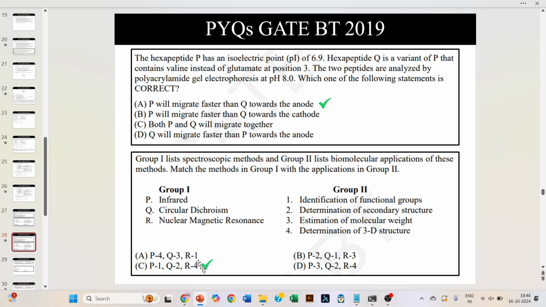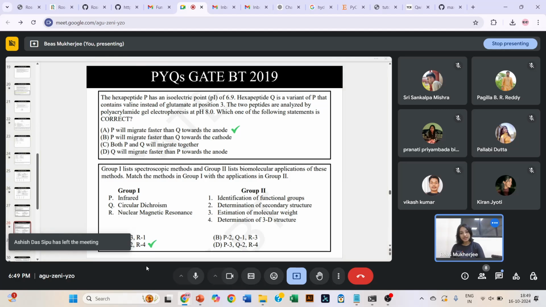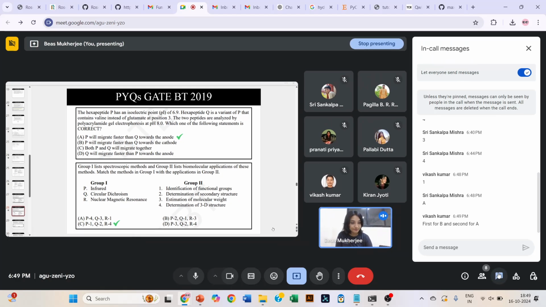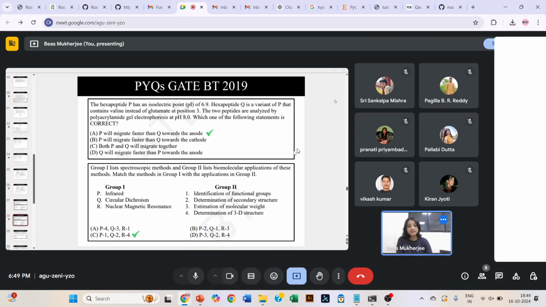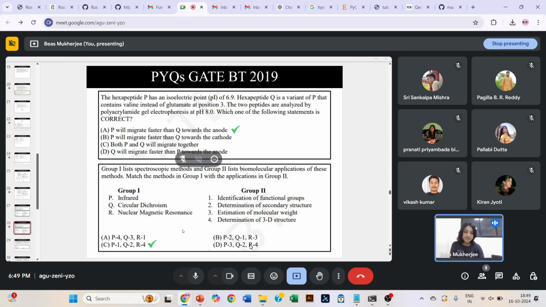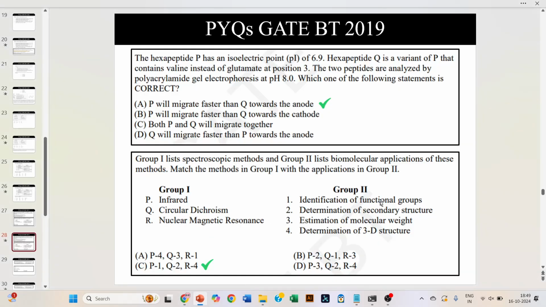Q and R, you can definitely match. Circular dichroism, you know that it is for determination of the secondary structure. Nuclear magnetic resonance is important for determination of the 3D structure. Infrared spectroscopy is important for identification of the functional group, because of course you cannot estimate the molecular weight with infrared spectroscopy. For that you need what? SAC. And you also have analytical ultracentrifuge, which can be used for estimation of molecular weight. So then you have identification of functional group using infrared spectroscopy.